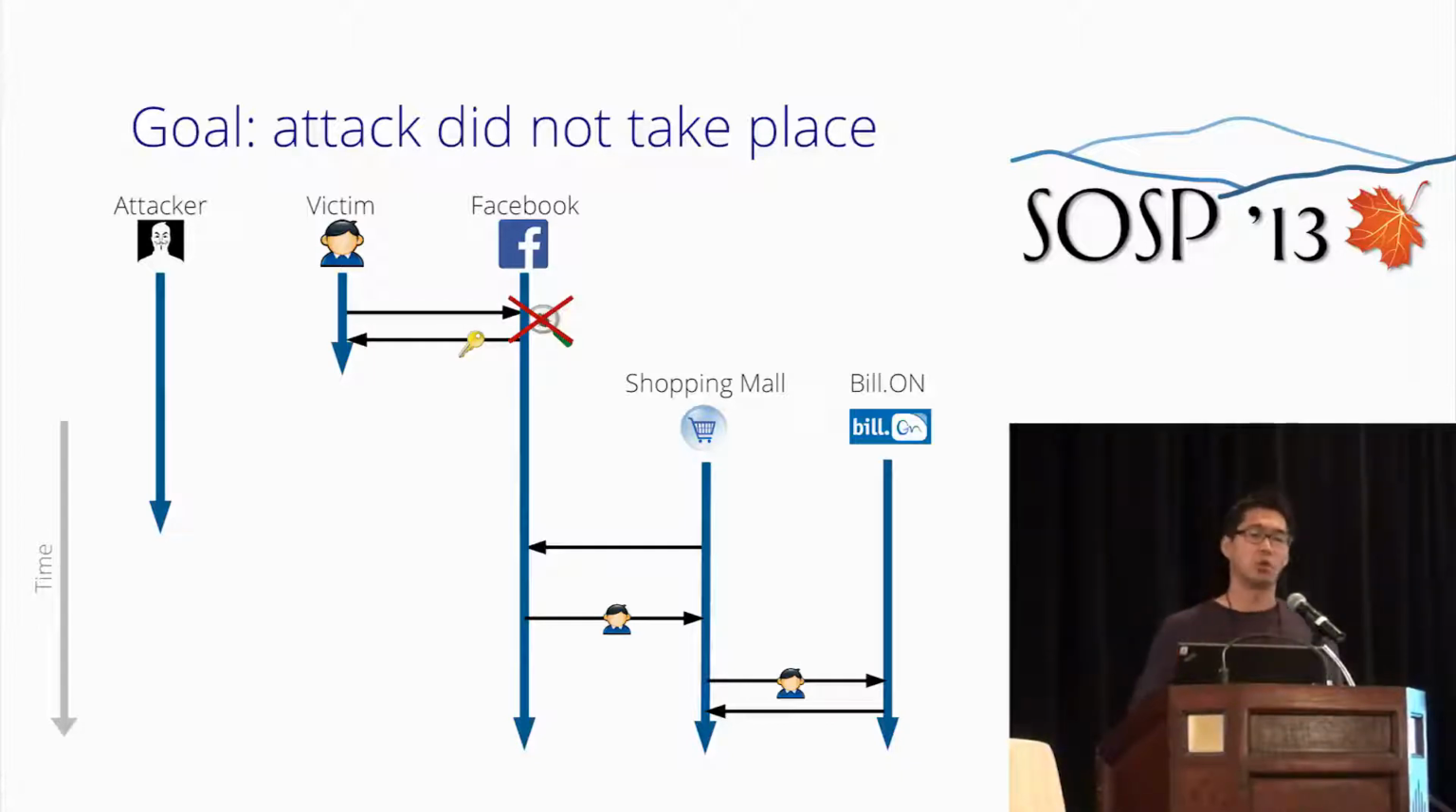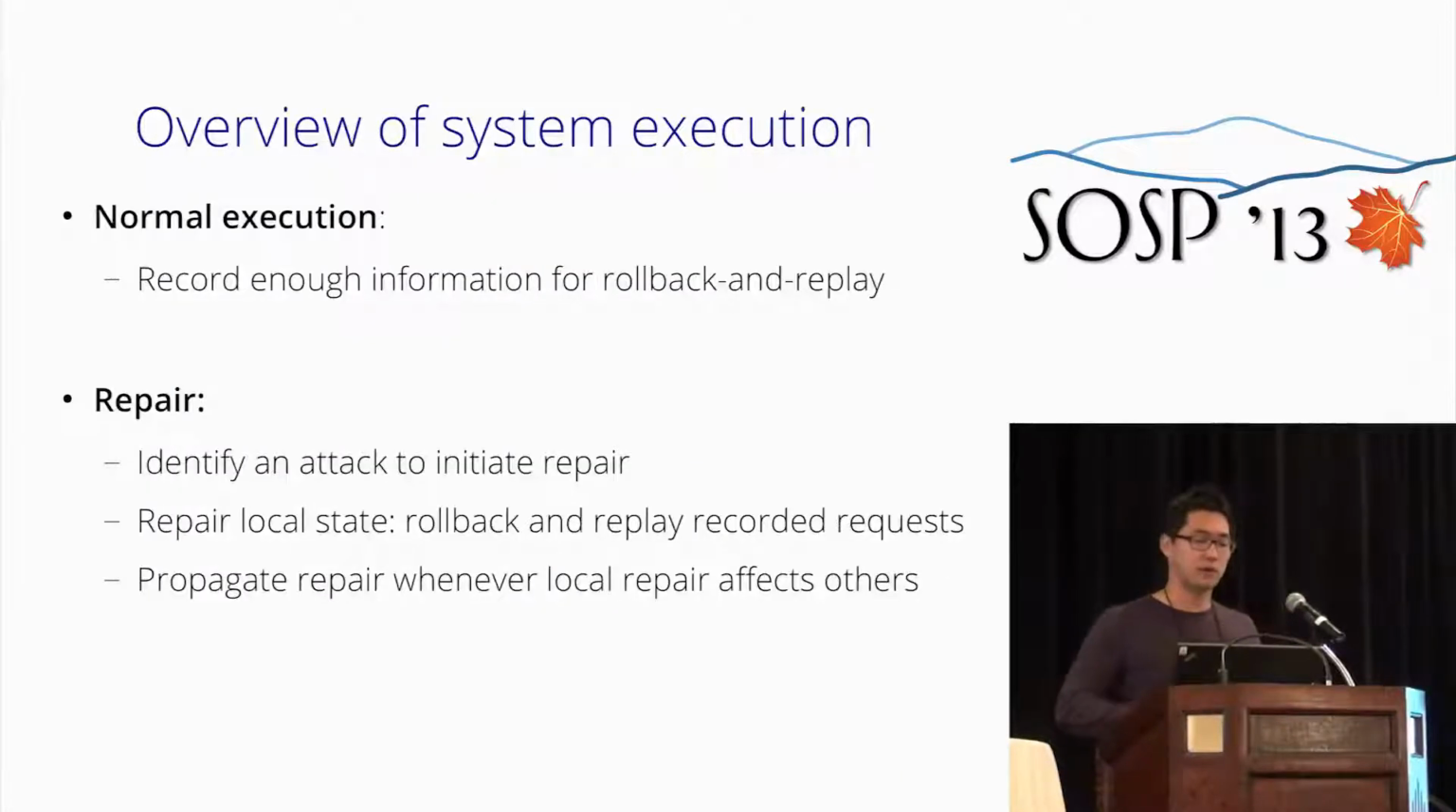Then how does our system work? This is the overview of our system execution. We have 2 different phases of execution: normal execution and repair. In normal execution, we record enough information for rollback and replay.